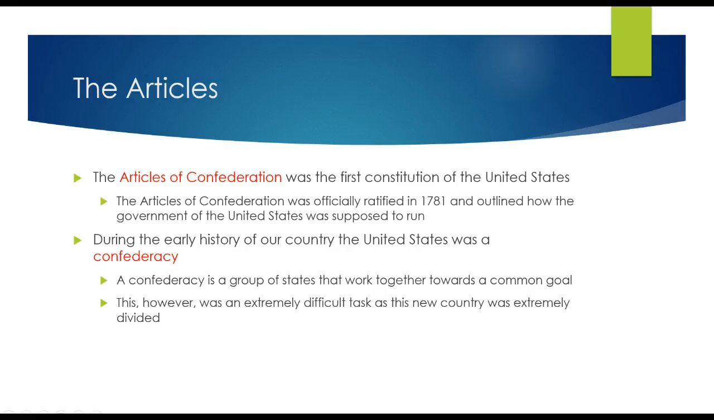It's the first document that we have after or during the Revolutionary War, as we are forming our own government that is supposed to set the framework for how our government is supposed to function. All right. And the way that this sets our system up is it sets up the United States as a confederacy. And all a confederacy is, is a group of states that work together towards a common goal.